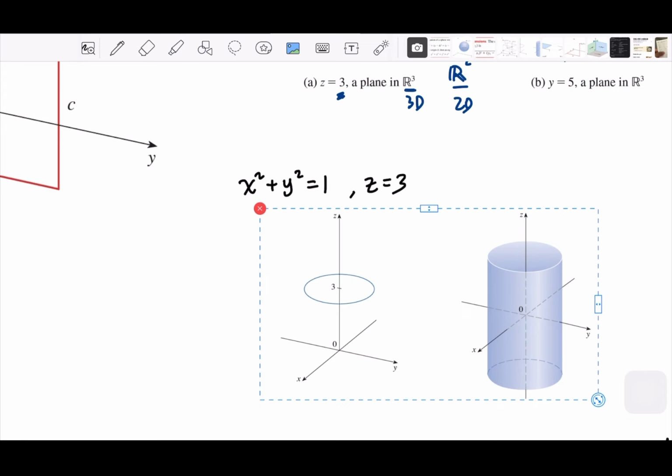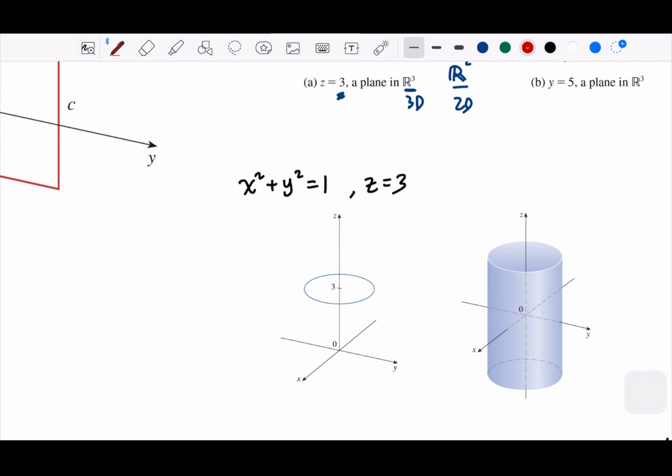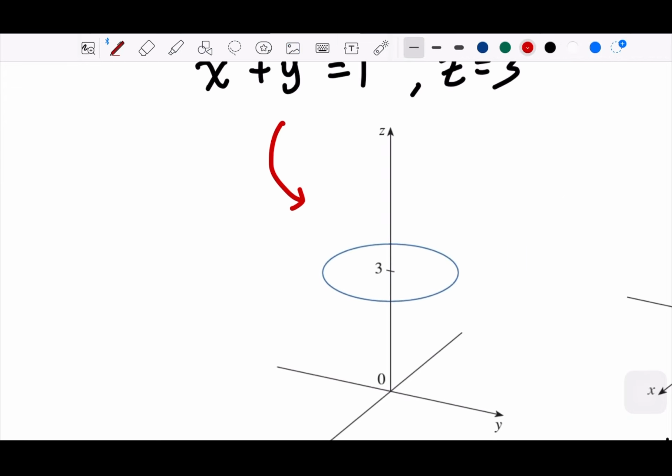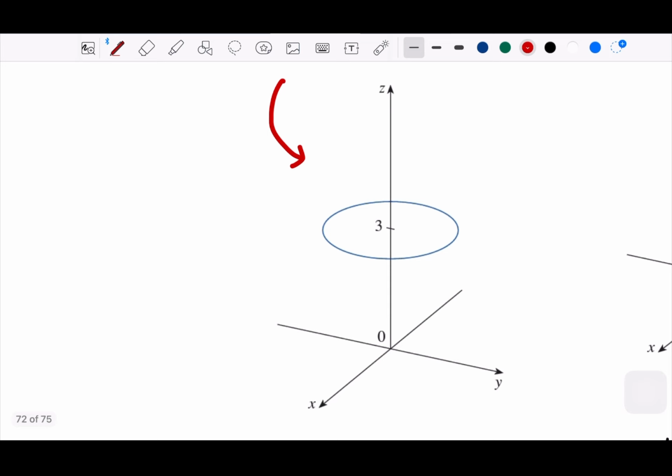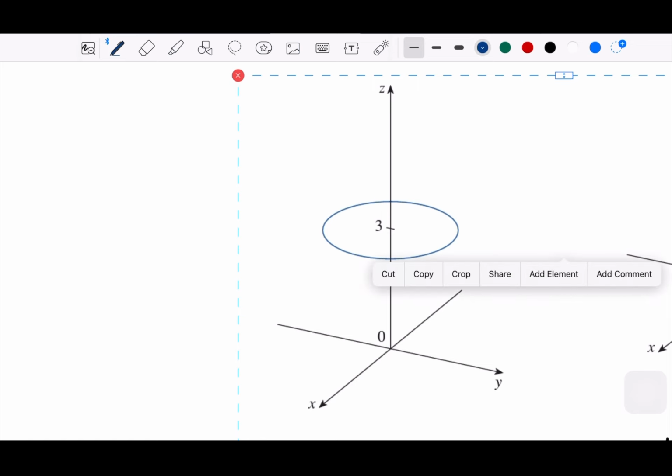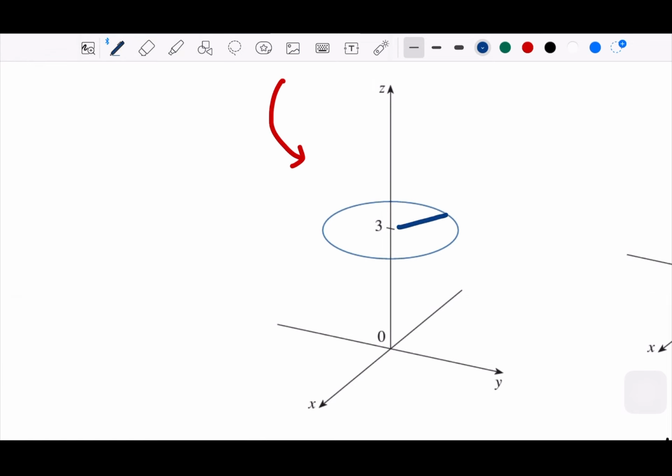This first picture here will show you that this is the circle, which has the radius 1 from x squared plus y squared equal 1, right?